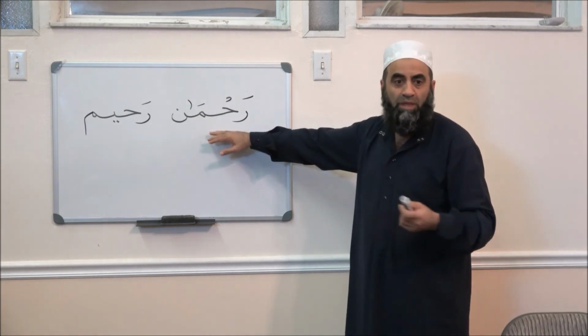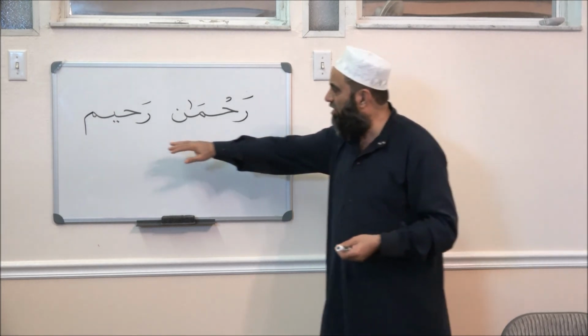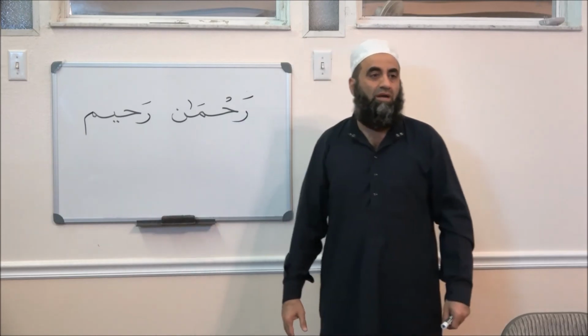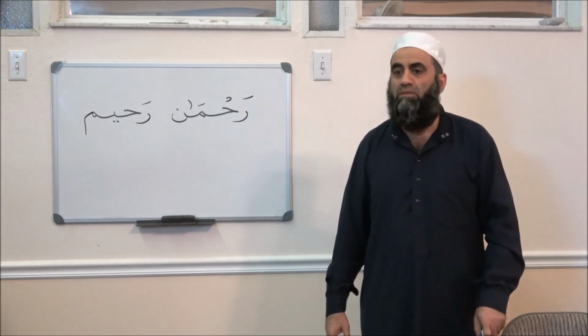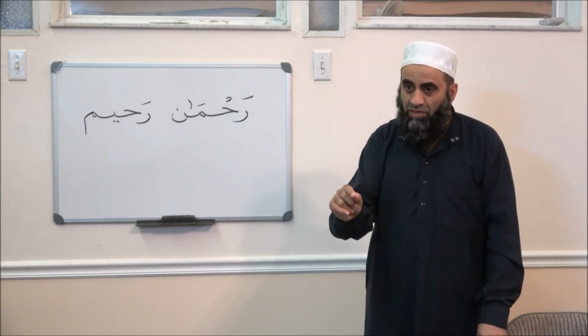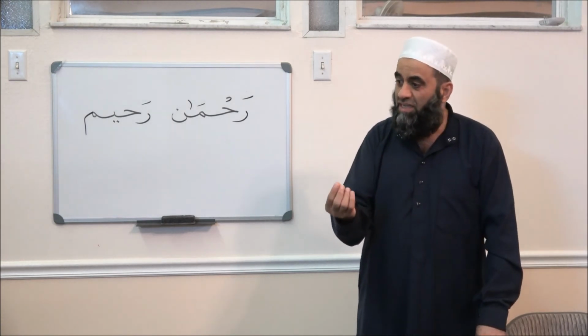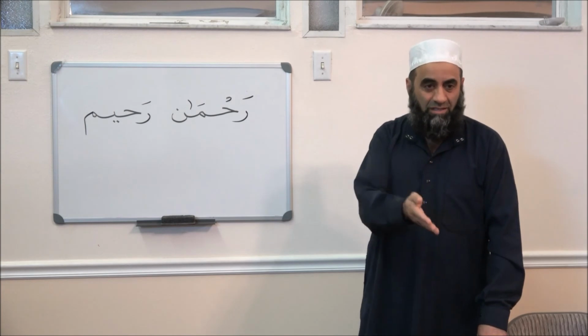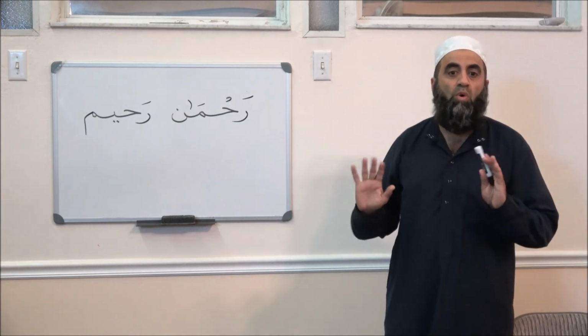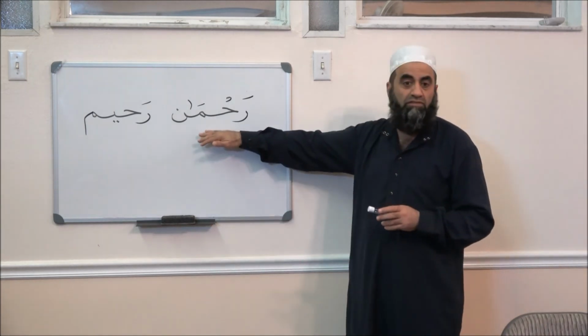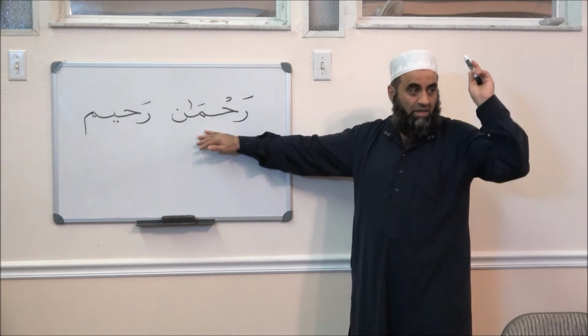We can call people who are merciful and compassionate as Rahim. Like Allah subhanahu wa ta'ala called Rasulullah sallallahu alayhi wa sallam in the Quran, "Bil mu'minina ra'ufun rahim." Muhammad sallallahu alayhi wa sallam, to the believers, he is ra'uf, gentle and compassionate, rahim. But no one ever has used the derivative ar-Rahman except Allah subhanahu wa ta'ala.